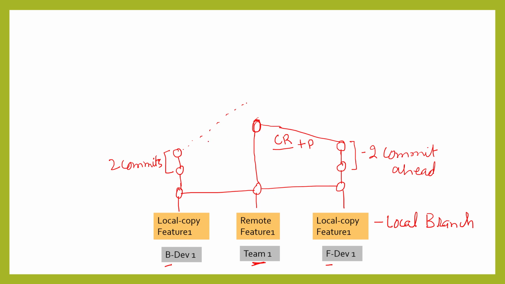No, he cannot push to the remote because the remote branch is 1 commit ahead, right? There is 1 commit which is not present here at this level. So first he will have to pull from the remote, right? So what will be the solution? The solution is first he will have to pull and then he can push to the remote.